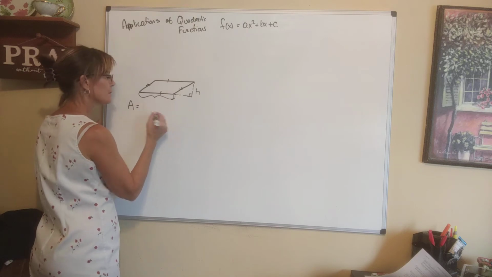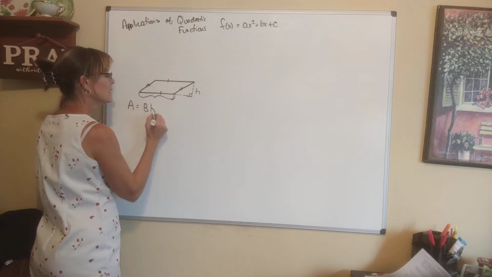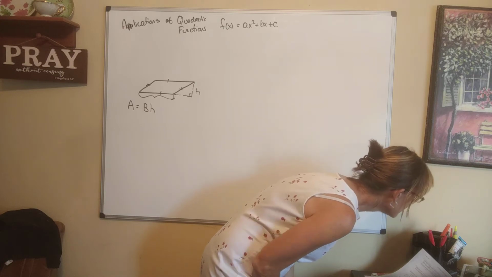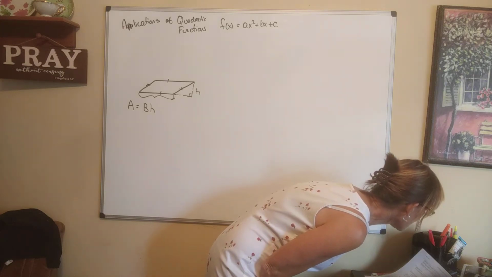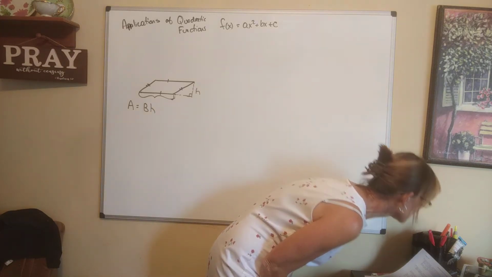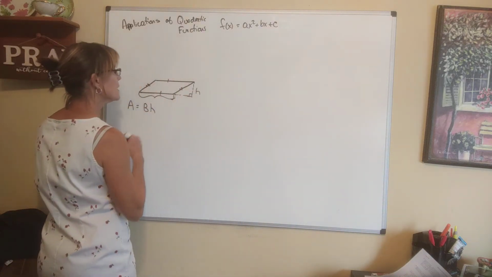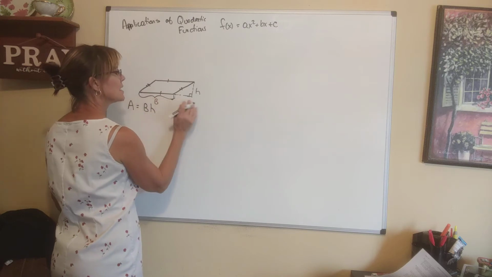So length times width, or base times height. Let's see, did they give us any other information? They said the sum of the base and the height of a parallelogram is 69. So that helps. So we're calling this the base and this the height.